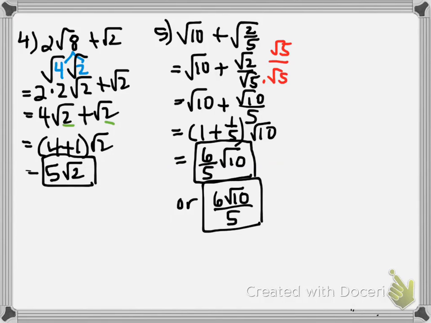Okay? Let's see, I've got another one like that. I think we can fit it in here. So this was 9 radical 7 minus 14 times radical 1/7.